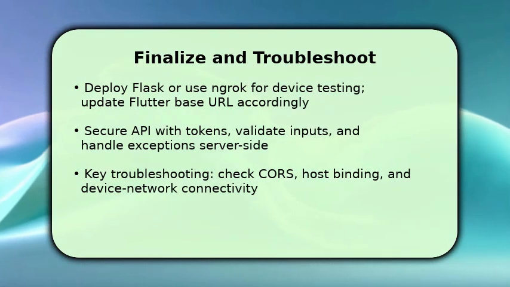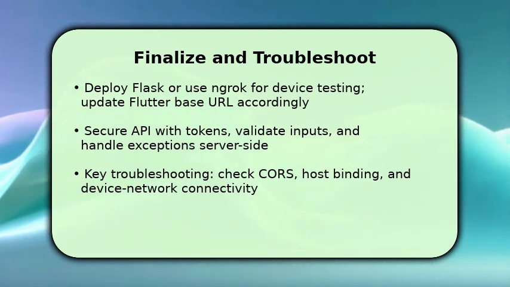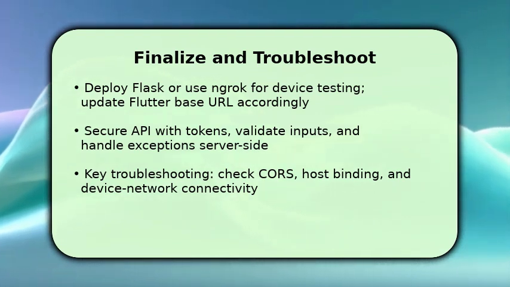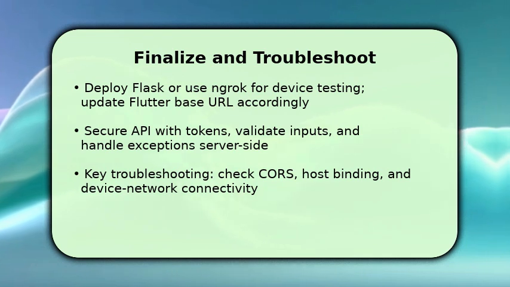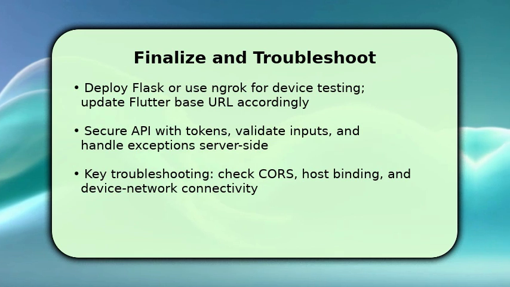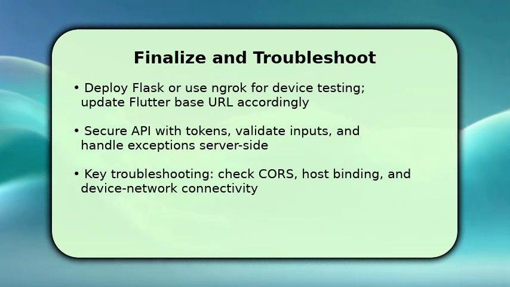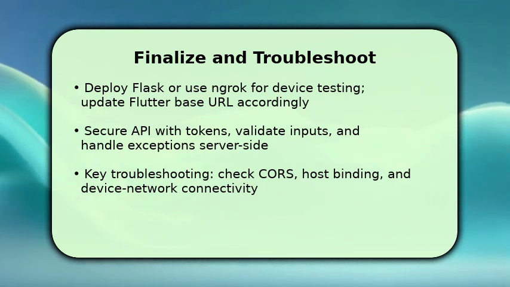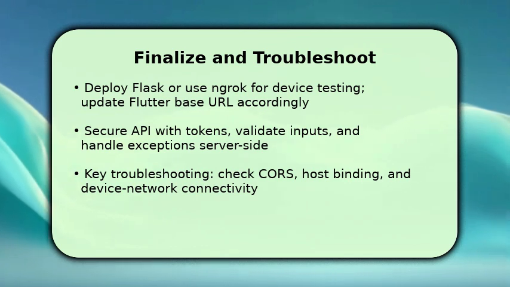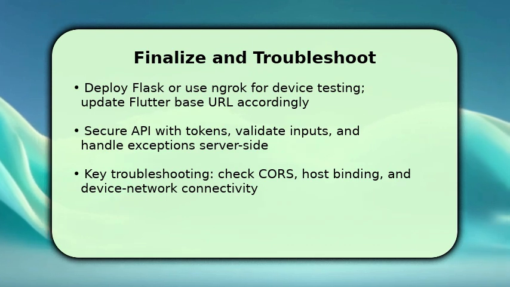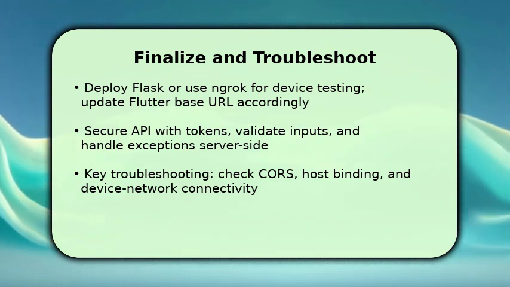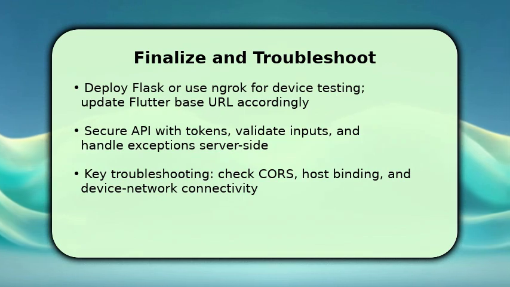Finally, expose your Flask server. Either deploy to a cloud host or use ngrok for quick device testing, then update Flutter's base URL to that public endpoint. Secure your API by adding token-based auth and input validation, and implement robust error handling both client and server side. If things go wrong, first verify CORS settings and that Flask is bound to 0.0.0.0 for external devices. Also confirm the phone and machine share a network. Once fixed, retest happily and iterate.